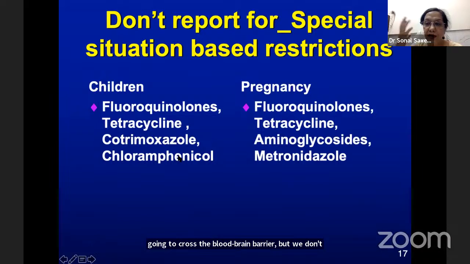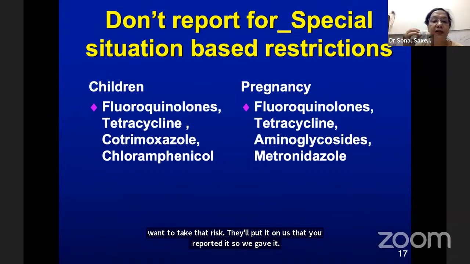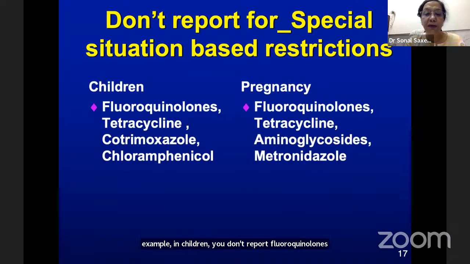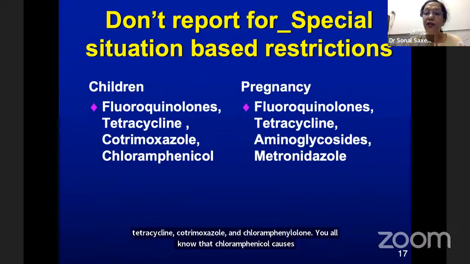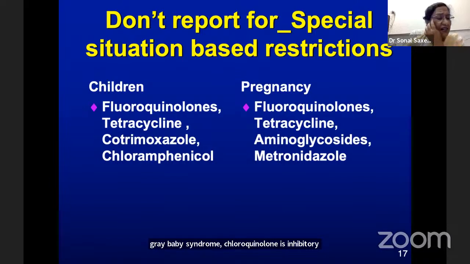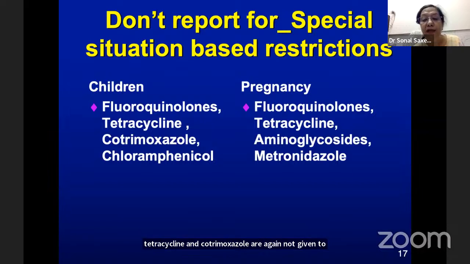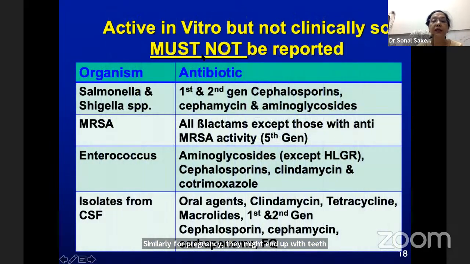Then there are certain situation-based restrictions. For example, in children, you don't report fluoroquinolones, tetracycline, cotrimoxazole, and chloramphenicol. You all know that chloramphenicol causes gray baby syndrome. Fluoroquinolone is inhibitory for their epiphyseal plates. Tetracycline and cotrimoxazole are again not given to children. Similarly, for pregnancy, they might end up with teeth deformity and things like that. So you don't give metronidazole, fluoroquinolones, and other drugs in pregnancy.